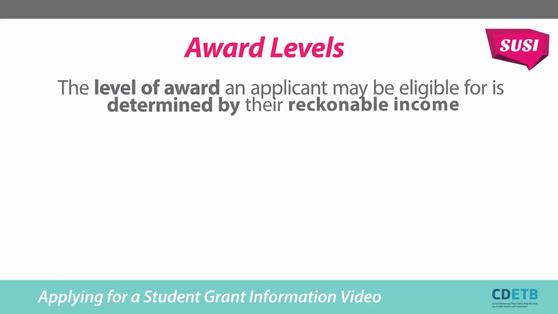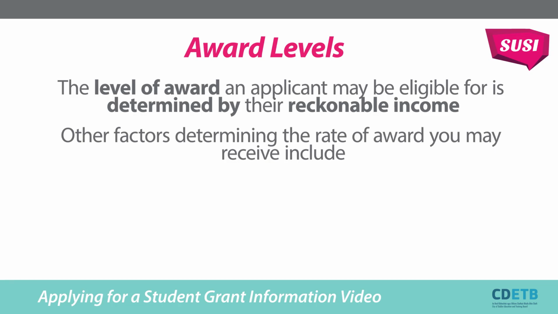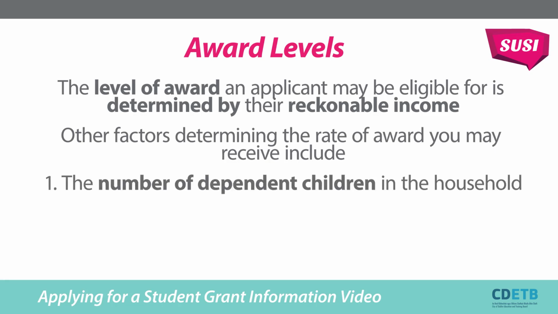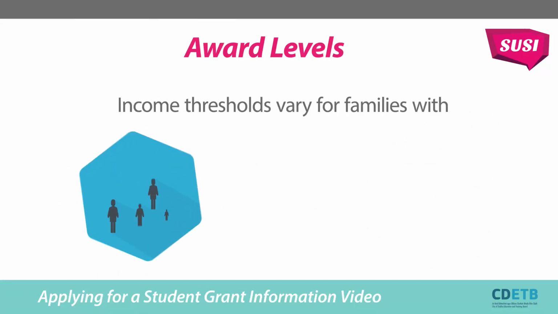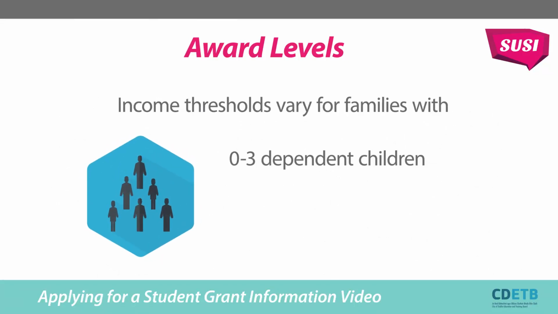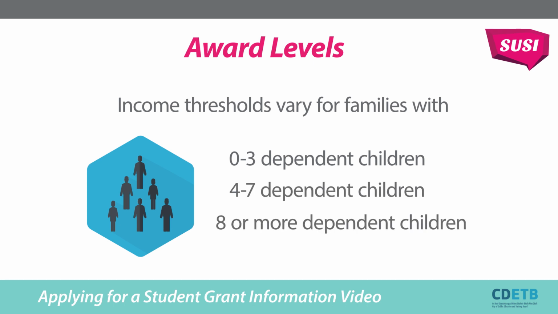Award levels. The level of award an applicant may be eligible for is determined by their reckonable income. Other factors determining the rate of award you may receive include 1. The number of dependent children in the household. Income thresholds vary for families with 0 to 3 dependent children, 4 to 7 dependent children, 8 or more dependent children.